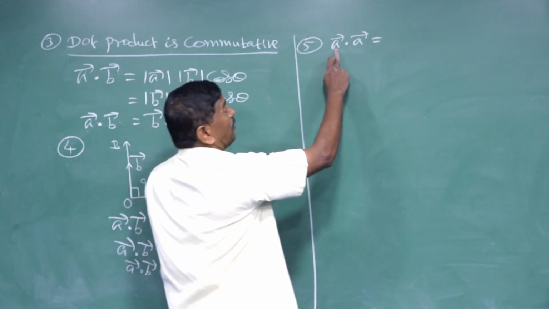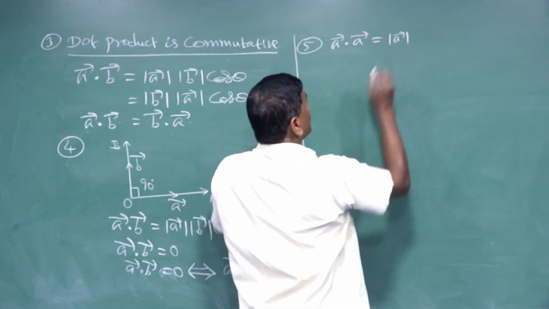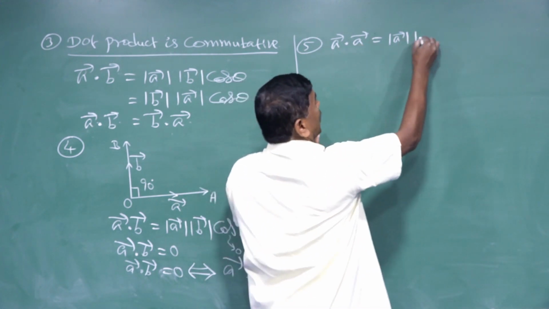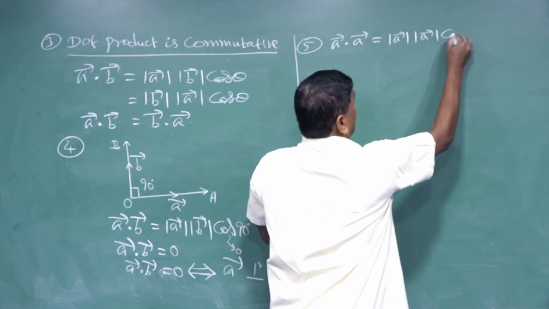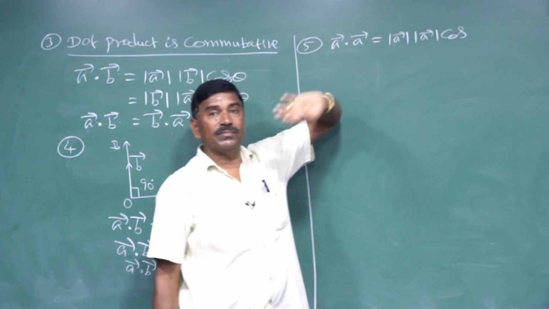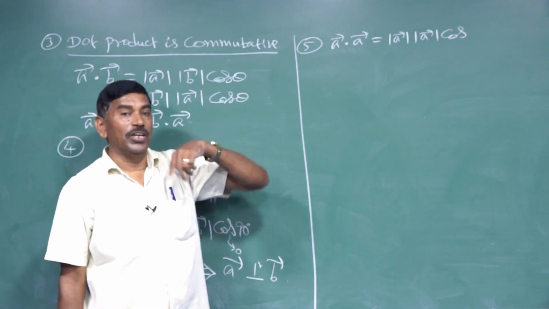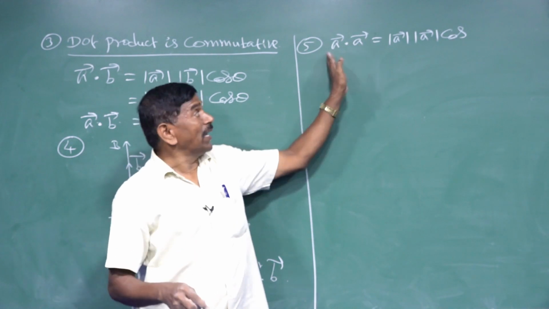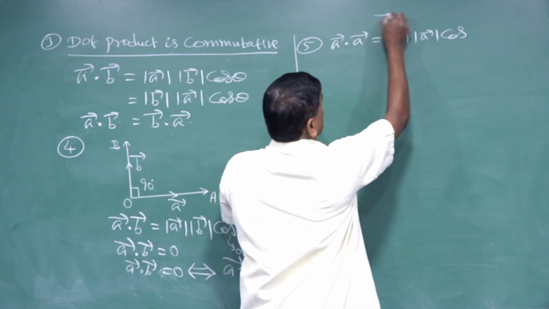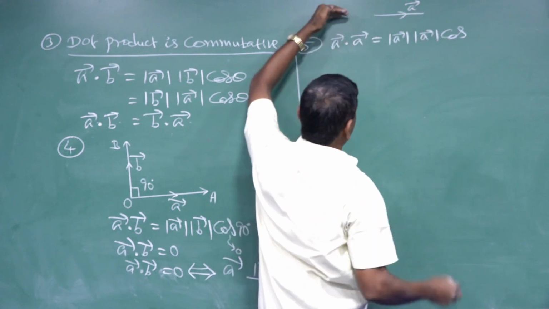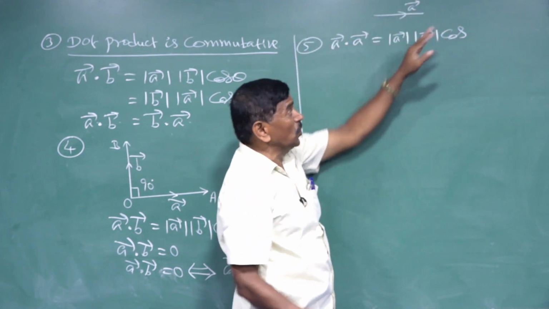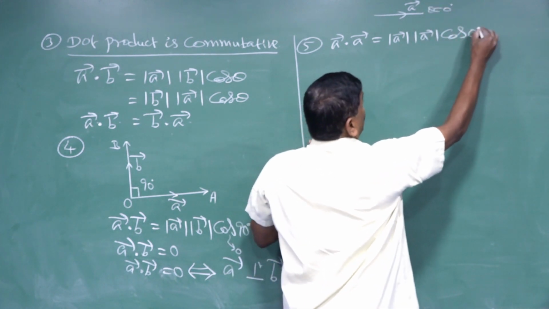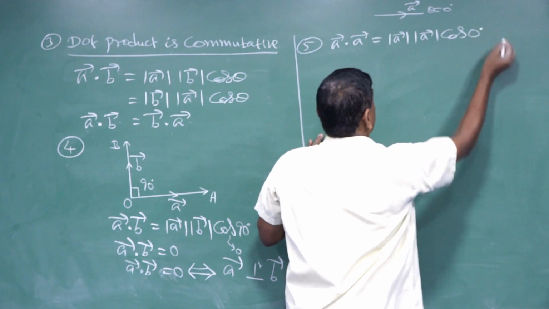Can you tell me what is the definition of dot product? Very good. First A vector, therefore modulus A vector. Second also A vector, therefore modulus A vector, into cos theta. What is theta? Very good, 0, because the angle between A vector and A vector is 0. So theta is equal to 0 degree. Therefore, here we want to write cos 0.